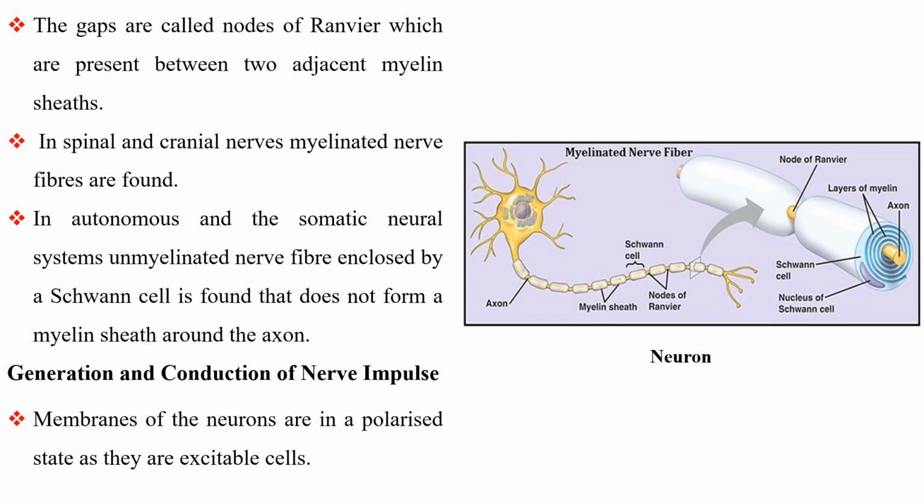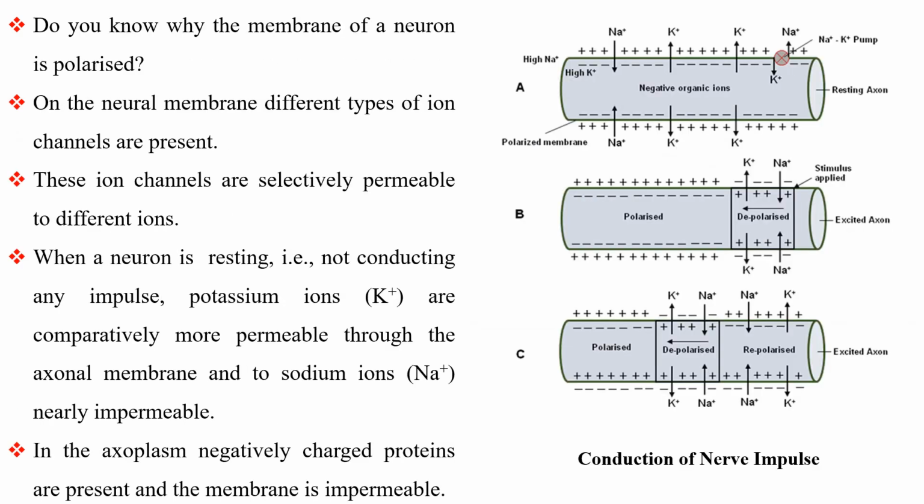Generation and conduction of nerve impulse. Membranes of the neurons are in a polarized state as they are excitable cells. Do you know why the membrane of a neuron is polarized? On the neural membrane, different types of ion channels are present. These ion channels are selectively permeable to different ions. When a neuron is resting, that is not conducting any impulse, the axonal membrane is comparatively more permeable to potassium ions and nearly impermeable to sodium ions.